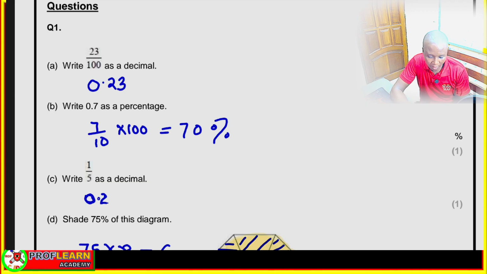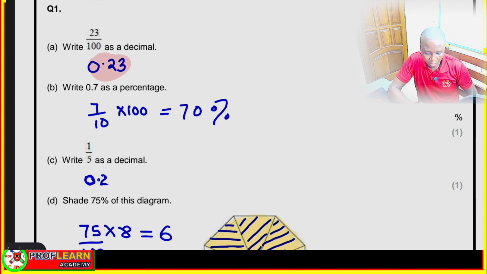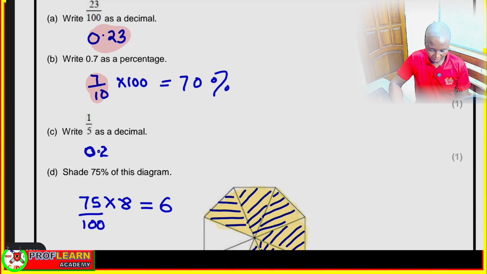Here, one of the areas that you need to prepare on is fractions. You can be told to convert fractions to decimals. And also you can be given a decimal and you'll be expected to convert it to a percentage. Which means that 0.7 can be written as 7 over 10. Then times 100 we can get it as a percentage like that.